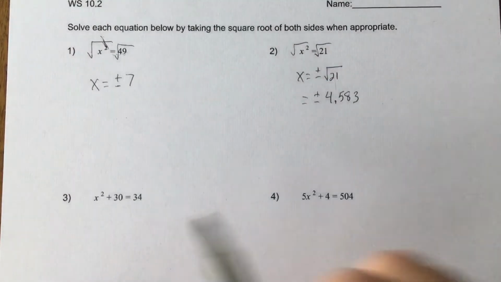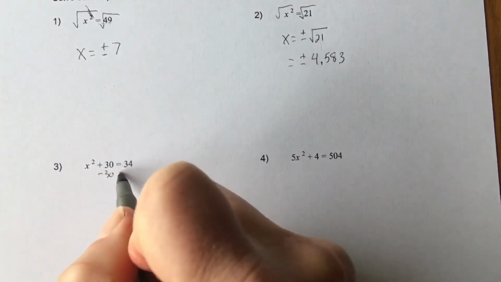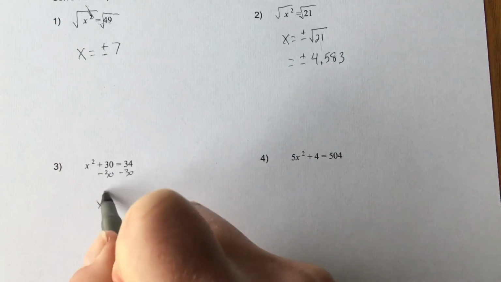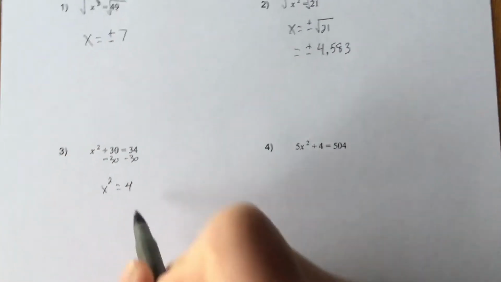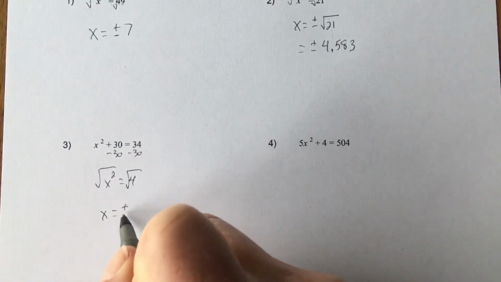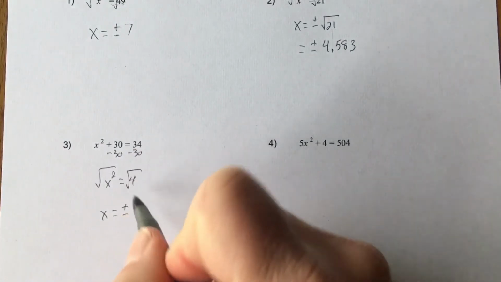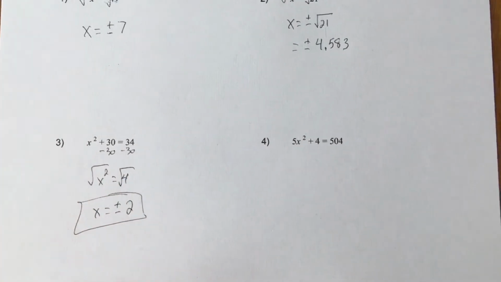Okay, so number 3, we subtract 30 because I want to get x squared by itself. You don't want to take the square root until it's all by itself there. Now I take the square root, and x could equal the positive or negative square root of 4, and the square root of 4 is just 2. So that's pretty simple.